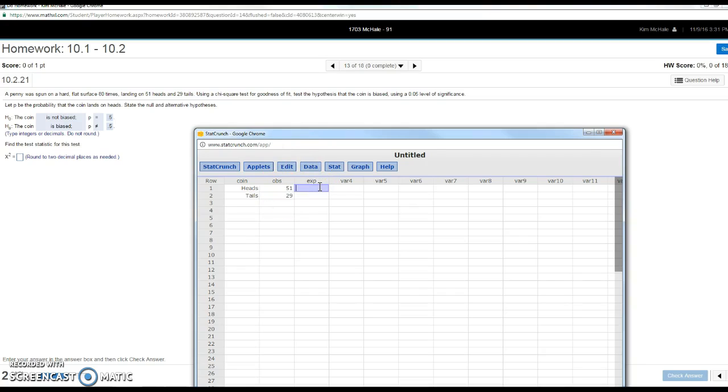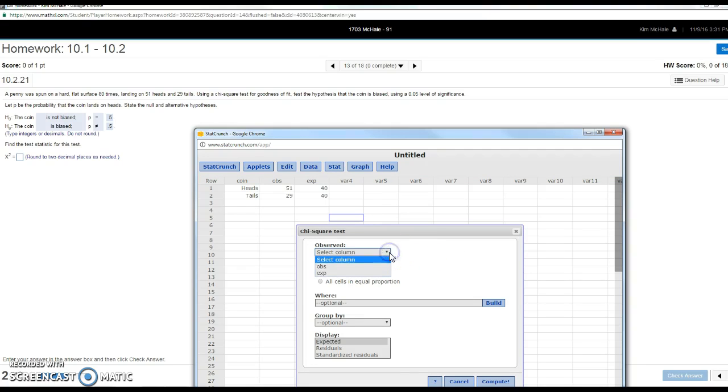What I expected was 40 heads and 40 tails because I flipped it 80 times, and if it's not biased, it should be 50-50. Then I'm able to go to my goodness of fit test under stat, chi-square test. My observed column, I called observed. My expected column, I called expected. Notice I could also have not typed my expected column and have clicked this all cells in equal proportion, but that only works when you expect it to be 50-50 or every single cell to be the same.